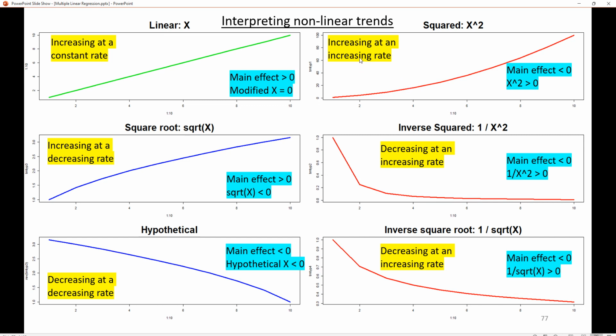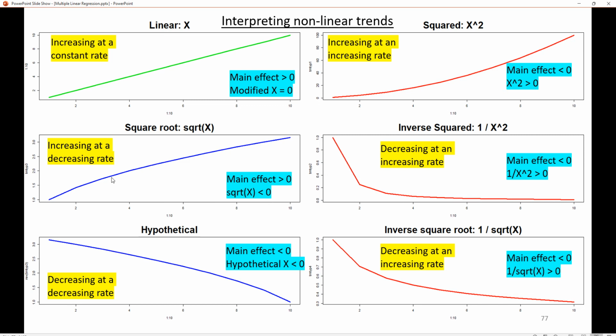Here's what it looks like when our values are increasing at an increasing rate. The main effect could be less than 0, and the squared term could be greater than 0. And actually the main effect can also be greater than 0. It's just kind of where our intercept is at. But we see that polynomial term is increasing the value, and that squared term is bringing that trend upwards.